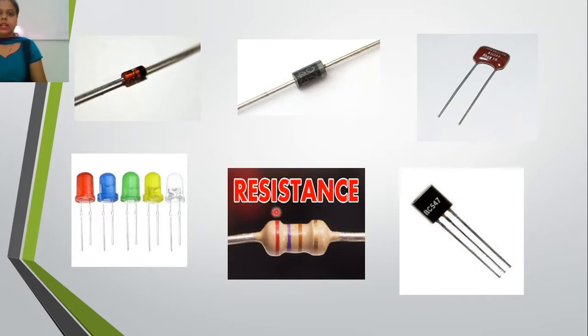So this is another resistance. As you can see, there are color bands on this resistance. These are the different colors, LEDs are here. So these are some electronic components. Now we are going to use these electronic components to study the multimeter use, as well as check whether these components are in working condition or not.